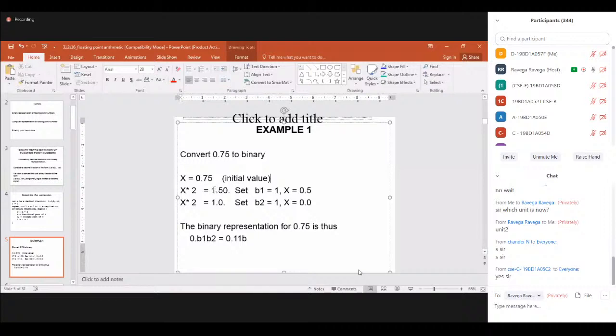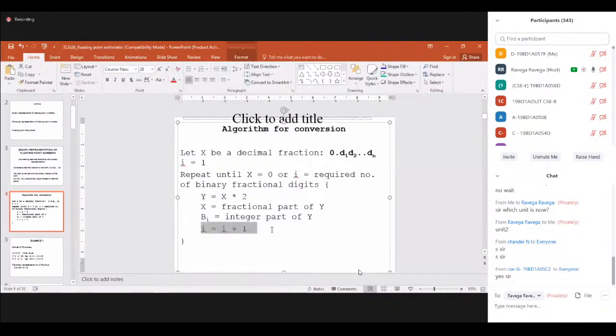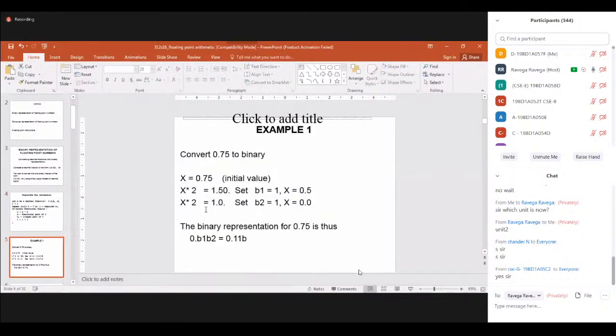And again, you go on until you get your required value. So again, this is taken as x, 1.50 into 2, that is 1. Okay, and you go on until you get the particular value. Until whichever value you want, you go on incrementing your value. That's what is given in the algorithm. I equals I plus 1, right? I equals I plus 1. Okay, so we go on the same way. Thus, the binary representation for 0.75 is 0.b1b2 equals 0.11b.